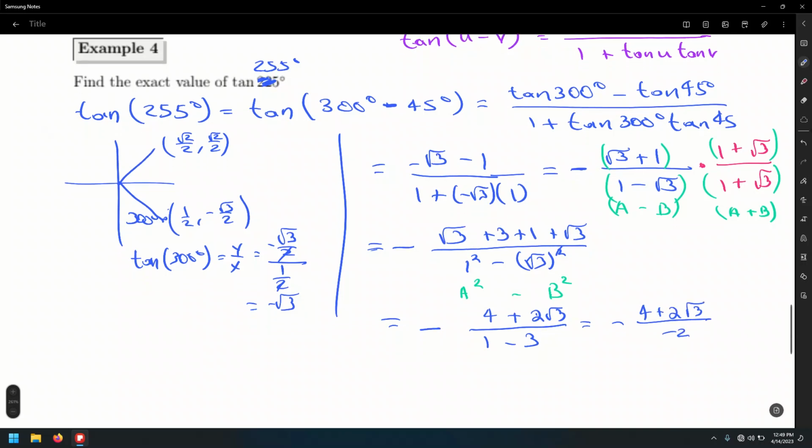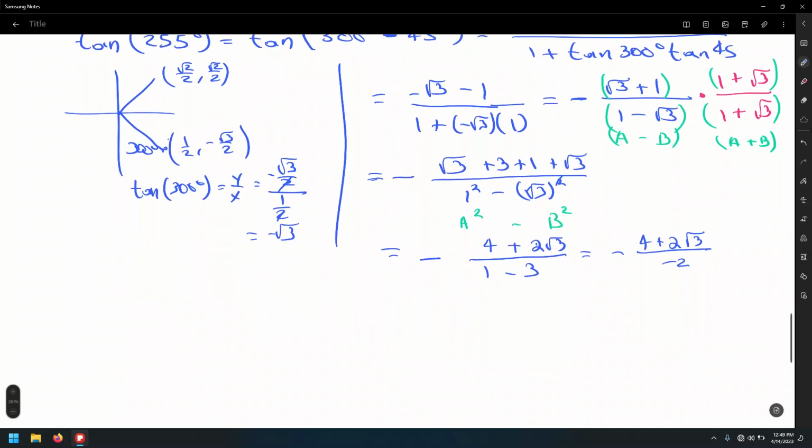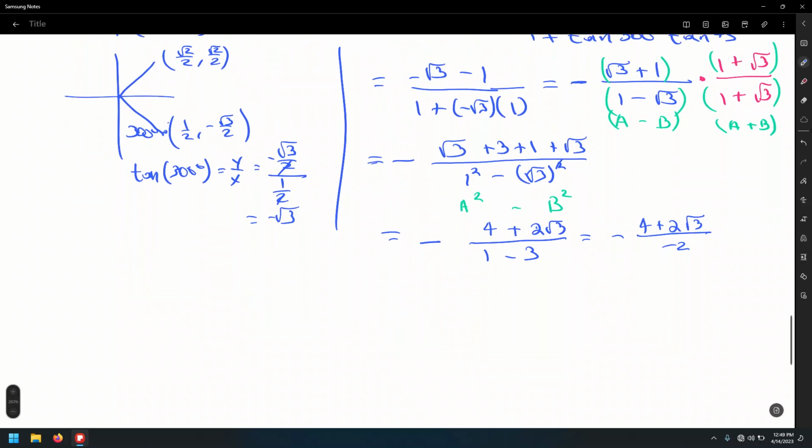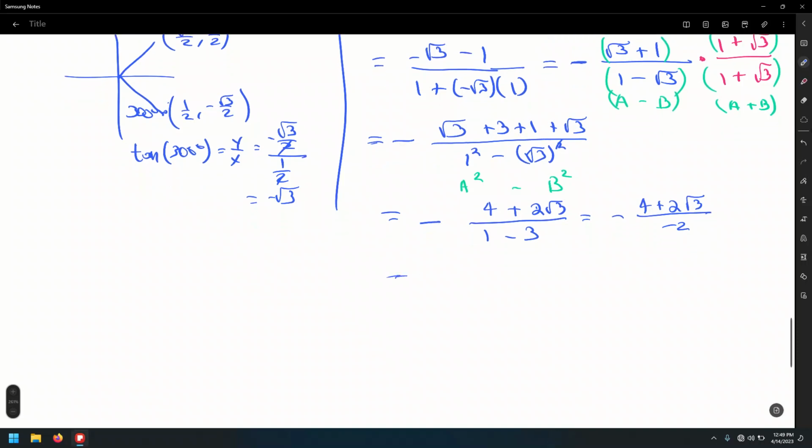And now there's a couple of things that are going to happen. Negative over negative is going to become a positive, all right? And also notice how both the 4 and the 2, which is the coefficient of the radical, go evenly with the 2 in the denominator. So 4 over 2 is a 2. 2 over 2 is simply a 1. So that's just 2 plus root of 3. Final answer.